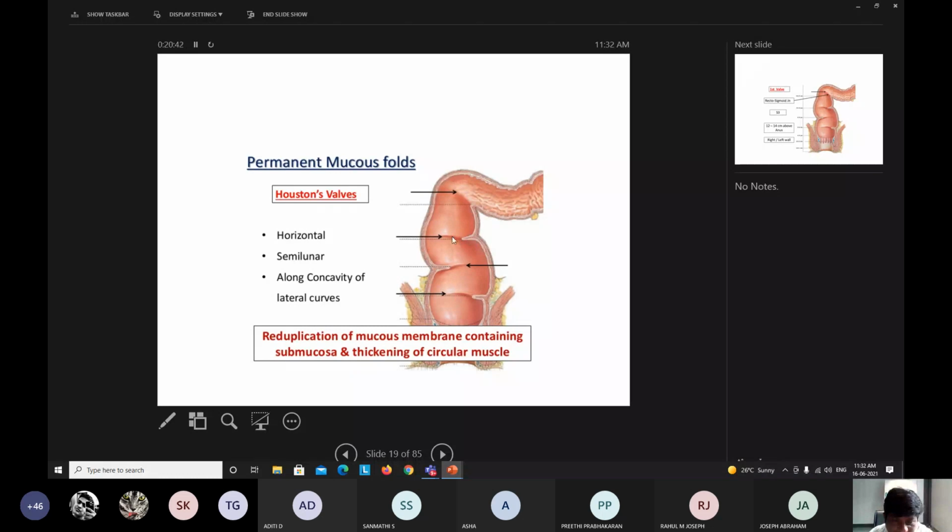Internally you can see the semilunar walls here. These semilunar walls are the permanent mucosal folds. They are formed by the reduplication of mucous membrane containing submucosa and thickening of circular muscles. Here you are seeing the mucosal layer. These four folds are formed by the submucosa and thickening of the circular muscles.